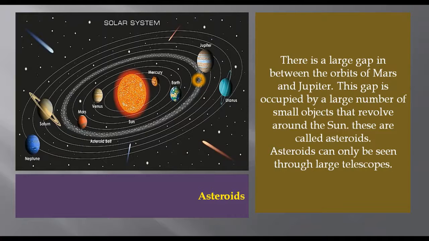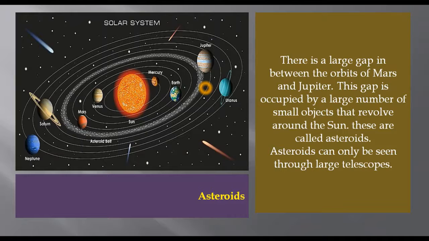In fact, these are called minor planets, and they are made of rocks of various sizes. The biggest asteroid is hundreds of kilometers in diameter, whereas the smallest asteroid is only hundreds of meters in diameter. So there are millions of asteroids which orbit around the sun between the orbits of Mars and Jupiter. And each asteroid has its own orbit around the sun, and these asteroids can be seen only through large telescopes.